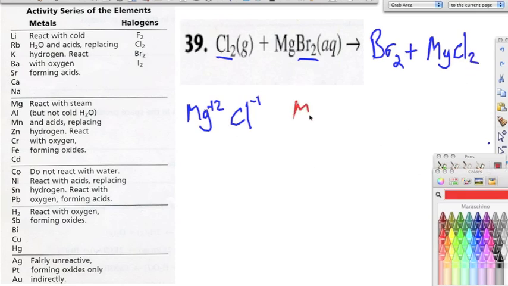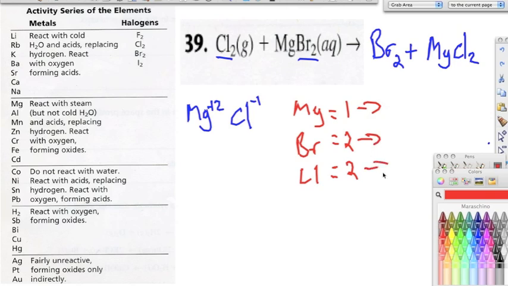Okay, now we have to balance it. So we have magnesium, we have bromine, and we have chlorine. And we see that in the reactants we have 1 magnesium, 2 bromines, 2 chlorines. Okay, in our products we see we have 1 magnesium, 2 bromines, and 2 chlorines.